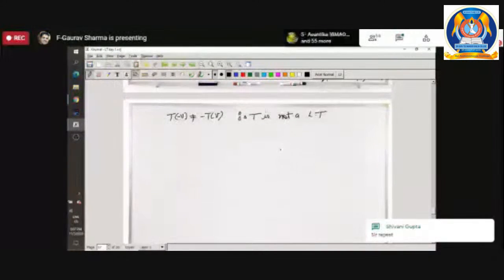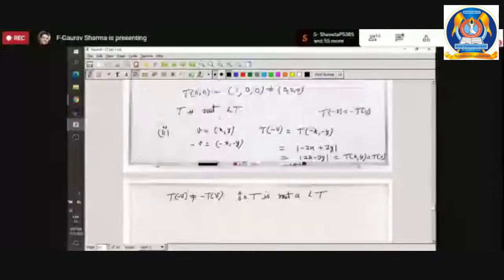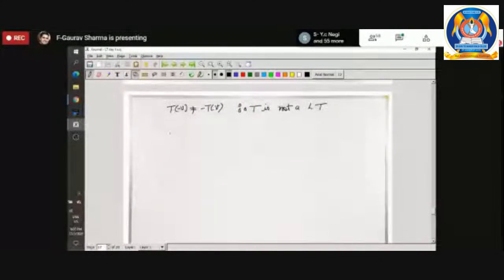Sir, can I discuss with Pavan? Yes sir, sure. Yes, Pavan, what is one-one function? T of x equal to T of y, then x equal to y. Yes, sir. Okay, then how can you define onto? For every y there is x such that T of x equal to y.